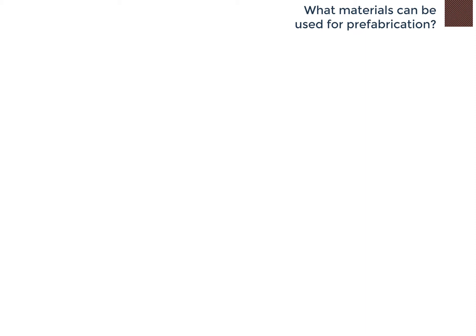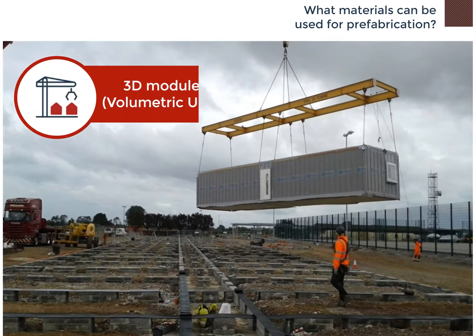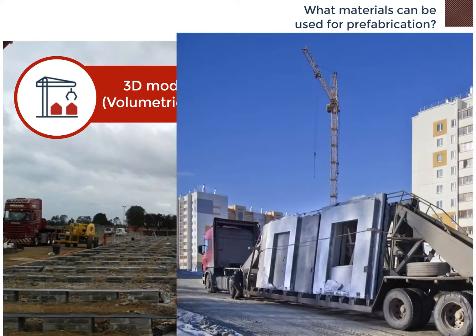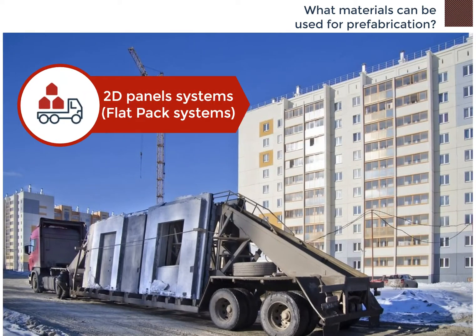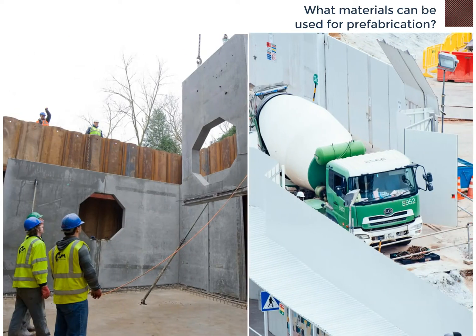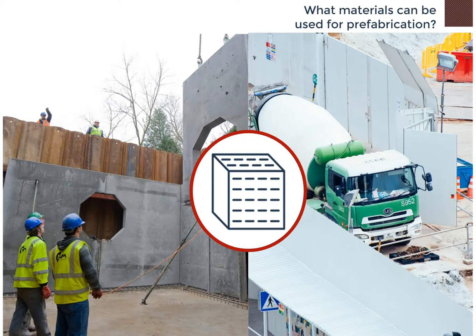A misconception is the assumption that some of the materials used for the prefabrication of 3D modules, which we call volumetric units, and 2D panel systems, often referred to as flat pack systems, components and assemblies, are somehow different in comparison to those used for traditional construction. The materials are exactly the same as those you would expect to see on any other building site.